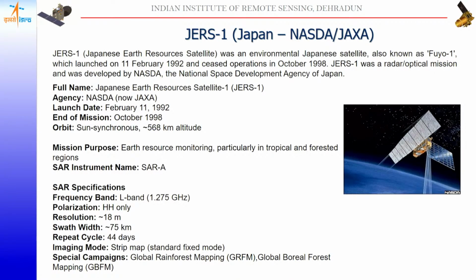Another L-band sensor is the Japanese Earth Resources Satellite, JERS-1, launched in 1992, but the end of mission was in 1998 only. It has L-band, and it also has HH polarization only, and the repeat cycle was 44 days.